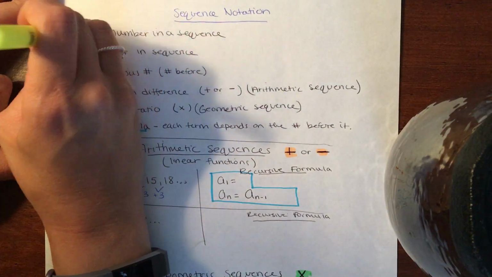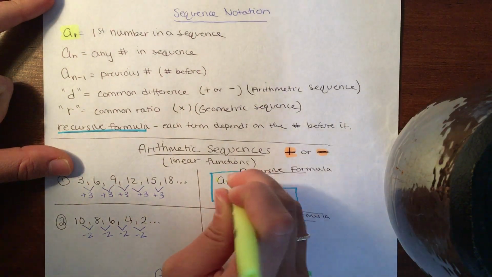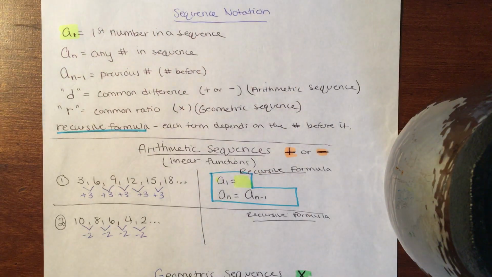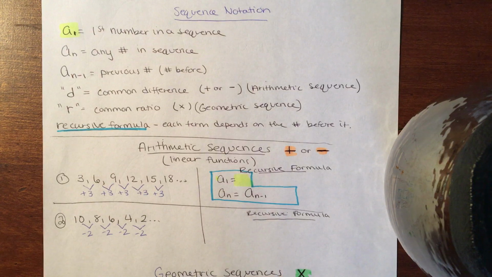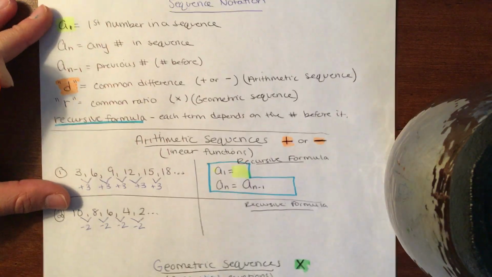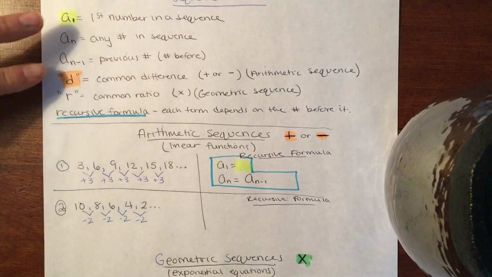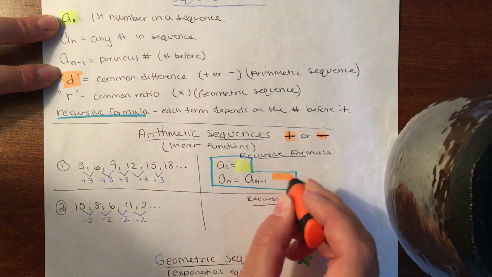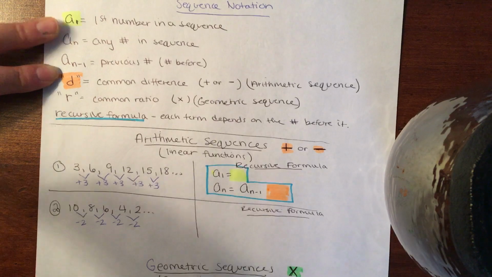Now I'm gonna use a different color to represent the first term in the sequence, so that I'm gonna put here. And then I'm gonna go back to my orange, because I already used it, for my common difference, adding and subtracting, okay? So these two pieces are what you're gonna see added into my recursive formula, okay?